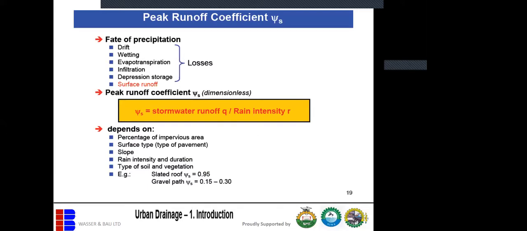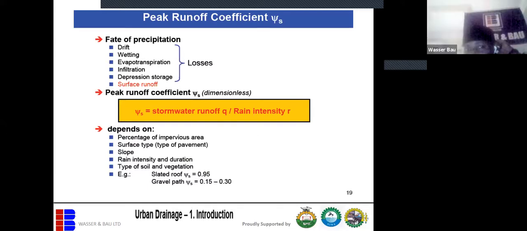So we've talked about this. When there's infiltration, we have infiltration, this, and finally we have runoff. That's why it's in red. So all these ones are not captured, but this one is the one you're going to design for. So the peak runoff, which is a dimensionless constant, is the stormwater over the rain intensity.